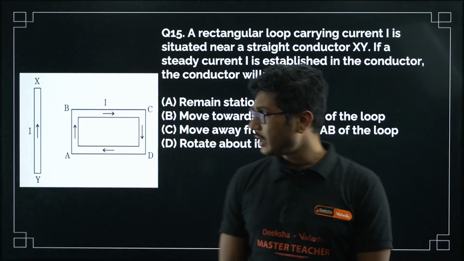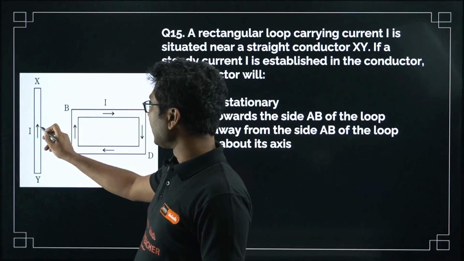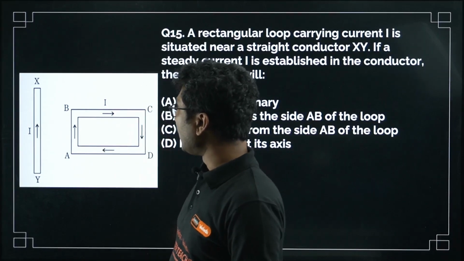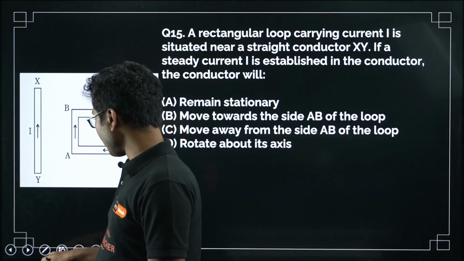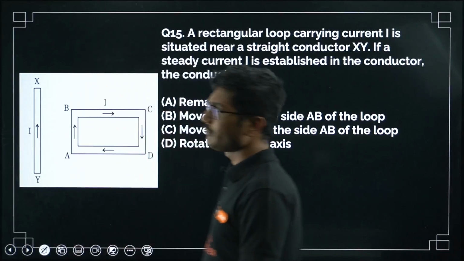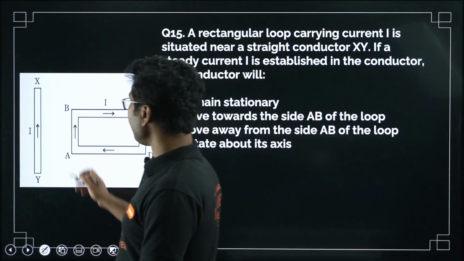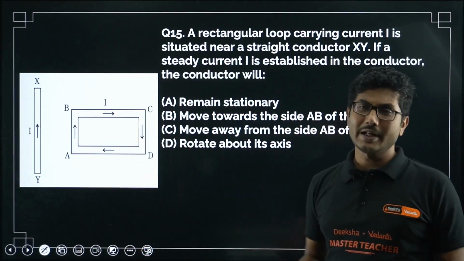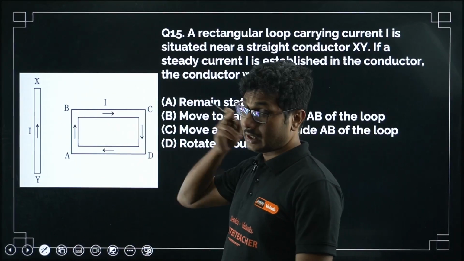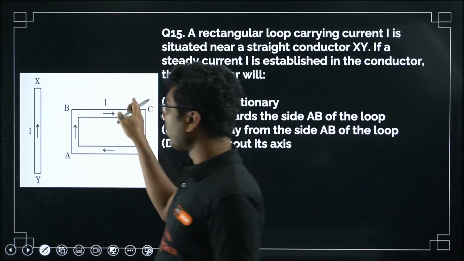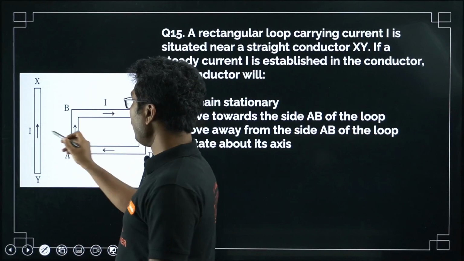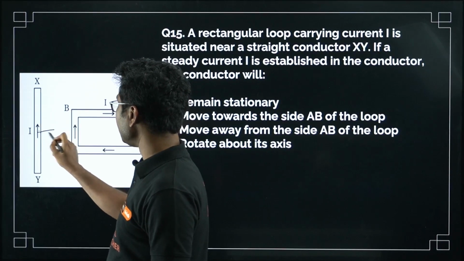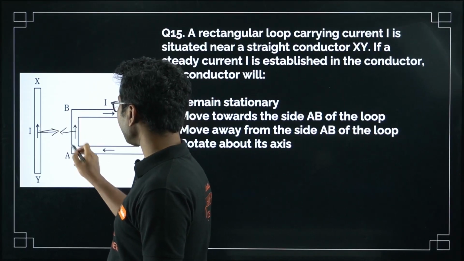The current through the conductor is constant, and here there is also a current flowing. Now in this case, what will happen? Let us understand what will be the direction of force. First of all, these two currents are perpendicular, and perpendicular currents will not be affected by each other. They will not attract, not repel. Now these two currents are parallel in the same direction. Parallel in the same direction means they will feel some force of attraction.